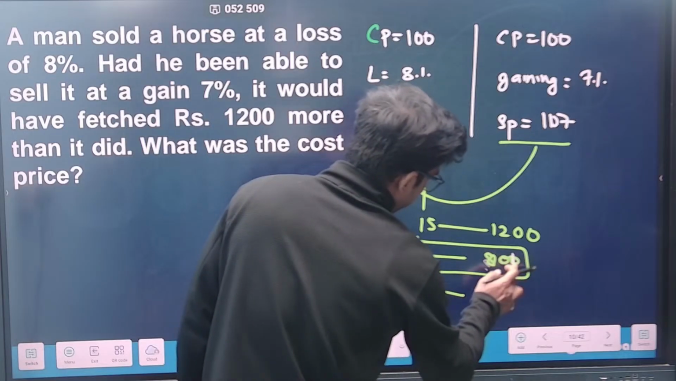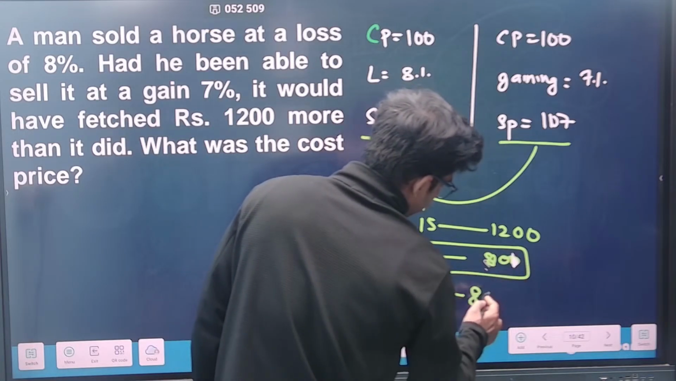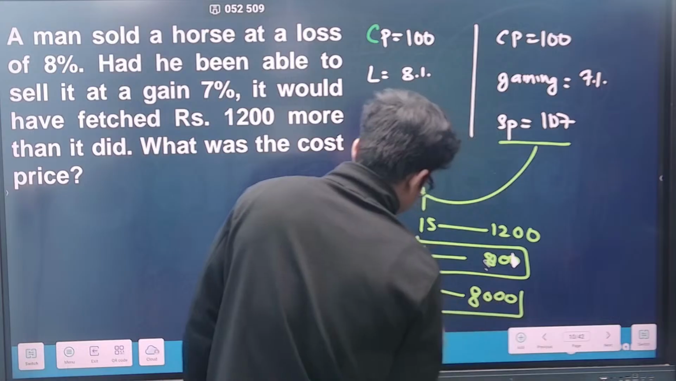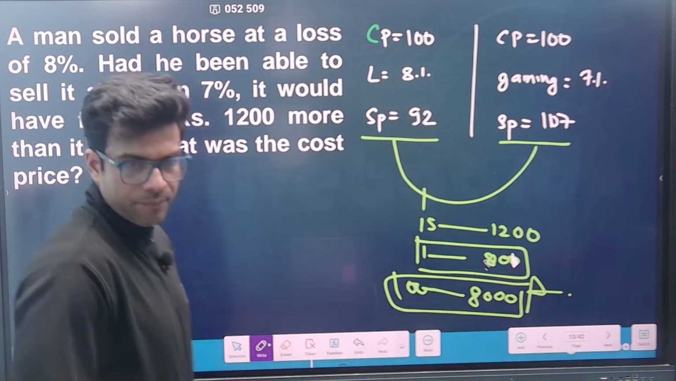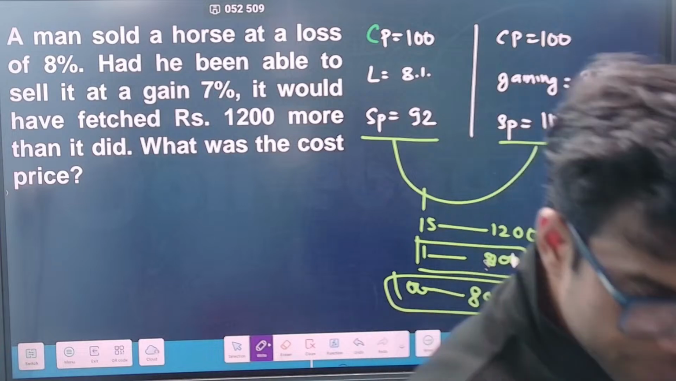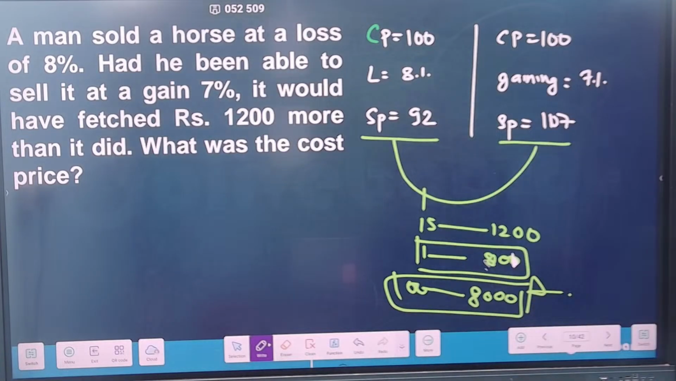Then 100 would be how much? It would be 80, not 800. It would be 80. 8000 is the answer. So the correct answer would be 8000. This is clear. The correct answer would be 8000. I hope this is clear to everyone.